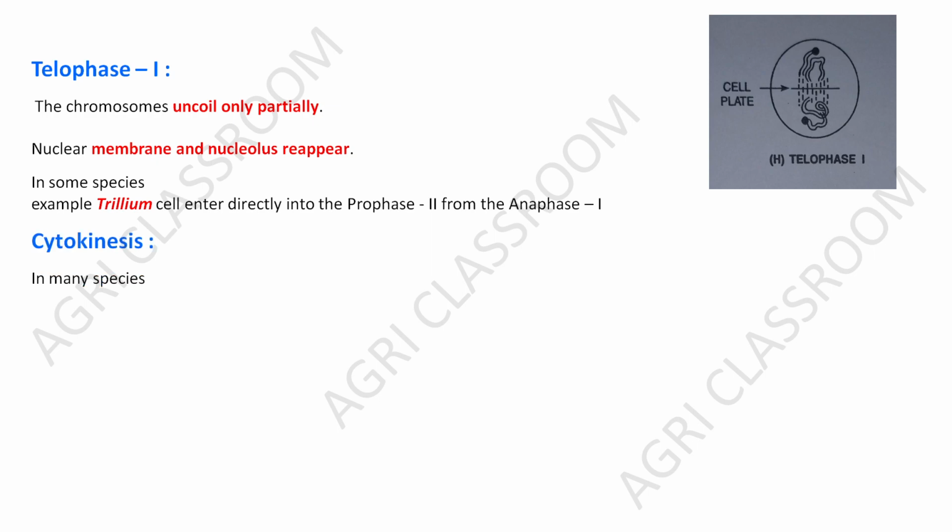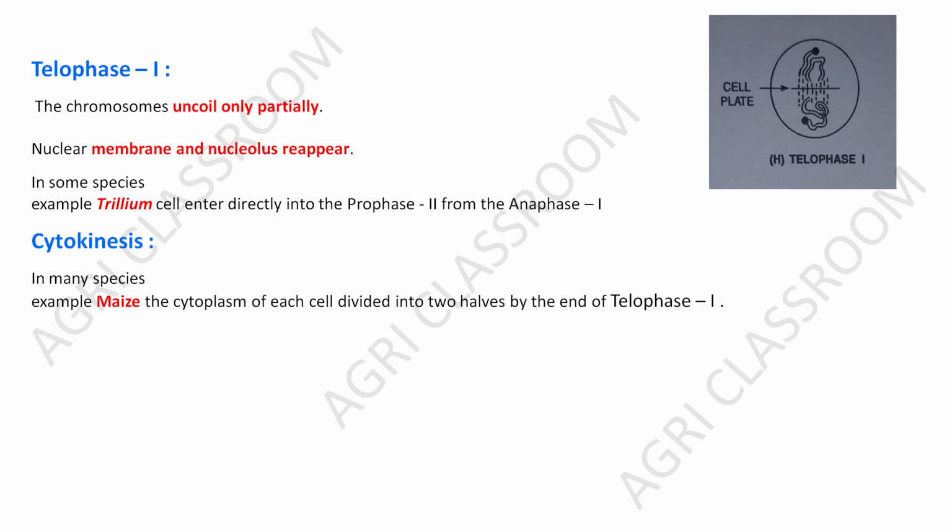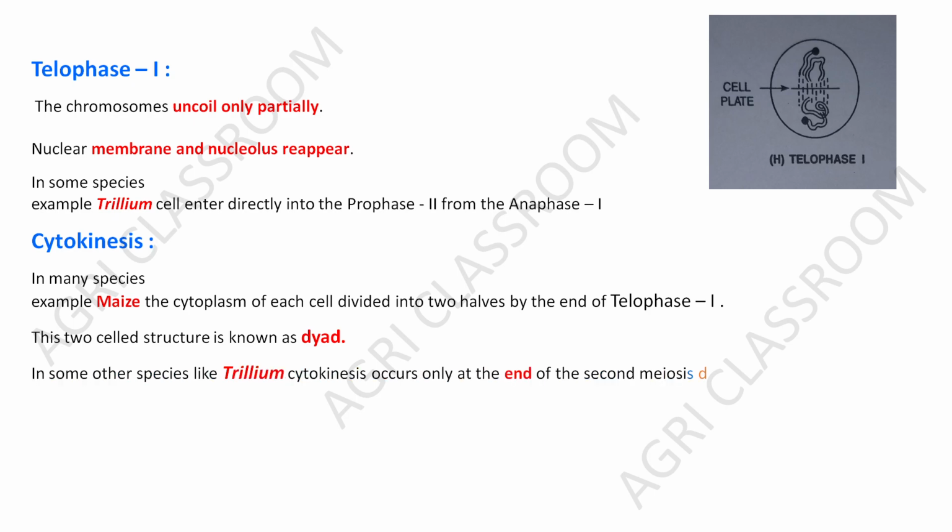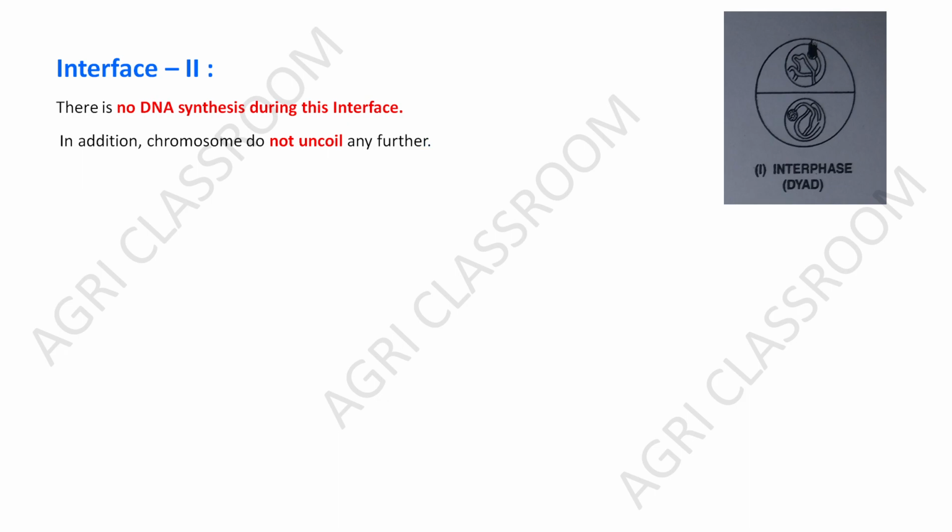Cytokinesis. In many species, for example maize, the cytoplasm of each cell divides into two halves by the end of first telophase. This two-celled structure is known as a dyad. In some other species like Trillium, cytokinesis occurs only at the end of the second meiotic division. Interphase 2. There is no DNA synthesis during this interphase. In addition, chromosomes do not uncoil any further.